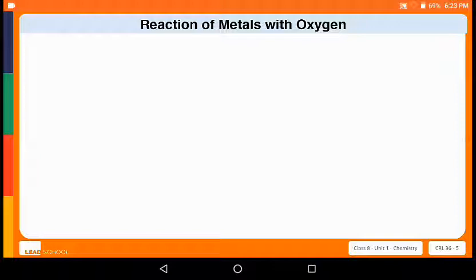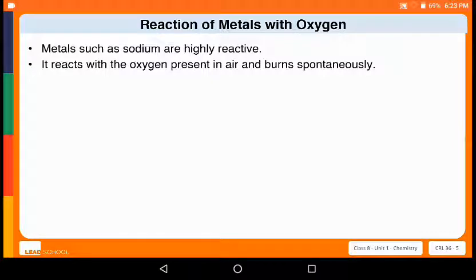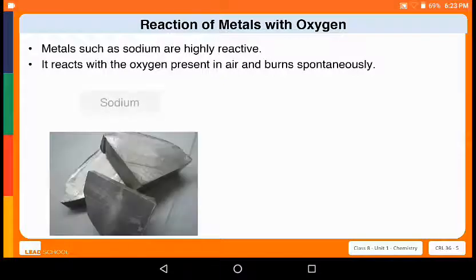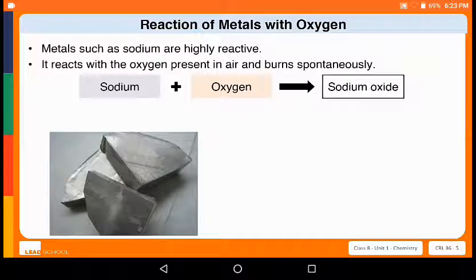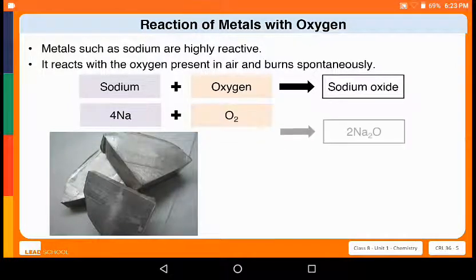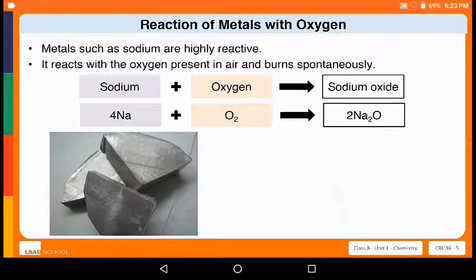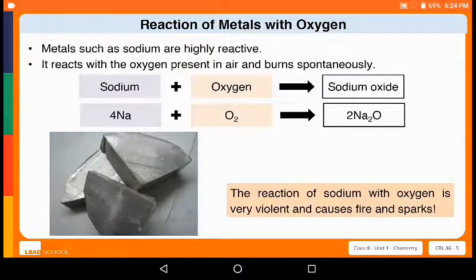Let us see an example of another metal. Metals such as sodium are highly reactive. Sodium reacts with oxygen present in air and burns spontaneously. Sodium plus oxygen gives sodium oxide, or 4Na plus O2 gives 2Na2O. The reaction of sodium with oxygen is very violent and it causes fire and sparks.